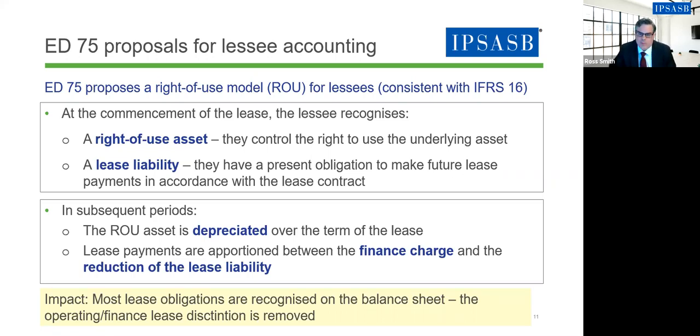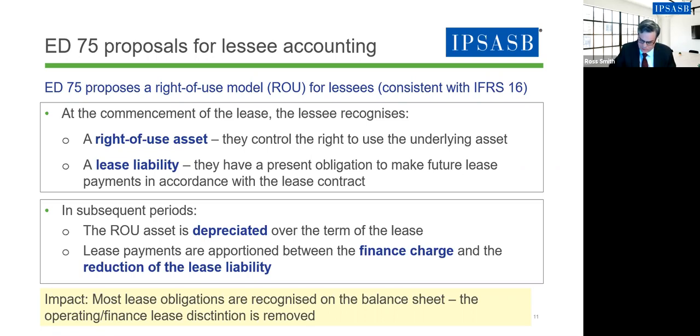And that's really to deal with the problem that was experienced in both the private and the public sector, where significant lease transactions when accounted for on the operating lease model were off balance sheet. So in bringing in these proposals, it's really about trying to move to the right of use model that brings these obligations on balance sheet. And from a lessee accounting perspective, the way that works is the lessee brings on a right of use asset because they control the right to use that underlying asset and recognizes a lease liability for the present obligation to make those future lease payments in accordance with the contract.